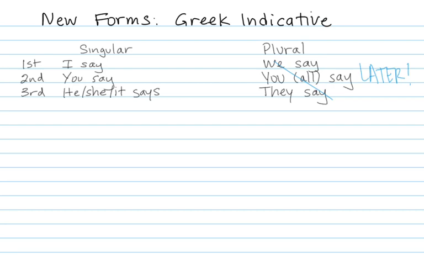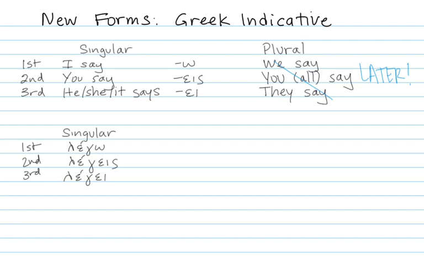We already know the third singular ending, but today we learn that the first singular ending is o, the second singular ending is eis, and you can add on the third singular that you already learned, ei. So if we take an example verb like lego, in the first singular it's lego, second singular legeis, third singular legei.